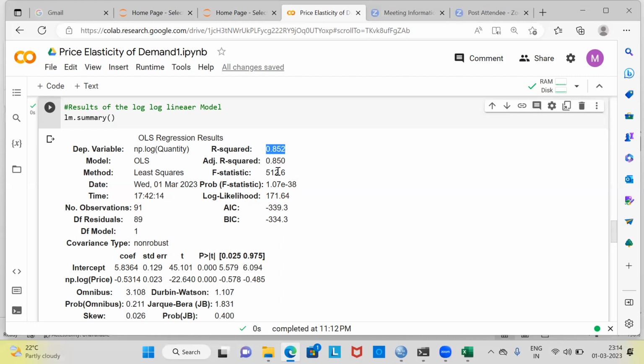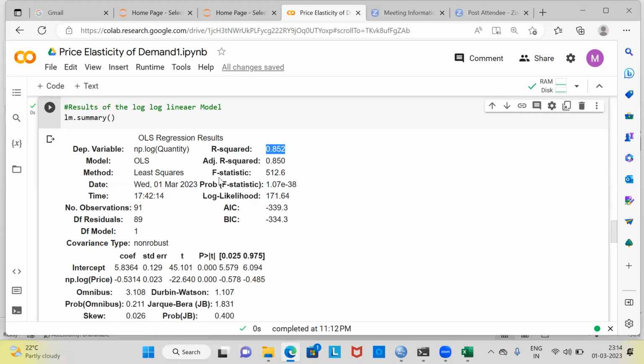Look at the adjusted R square. R square tends to be slightly optimistic. Adjusted R square penalizes a model for having additional parameters. The adjusted R square in this case is 0.885.